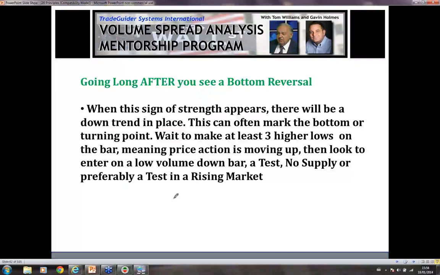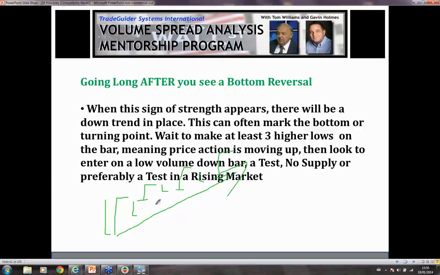A higher low means, let's say we've seen here the reversal and we've closed up. Let's say we've seen the test. And the test then does this. We have another bar, does that. And then we did another bar, and then it does that. You have now made 3 higher lows, meaning you're trending up.